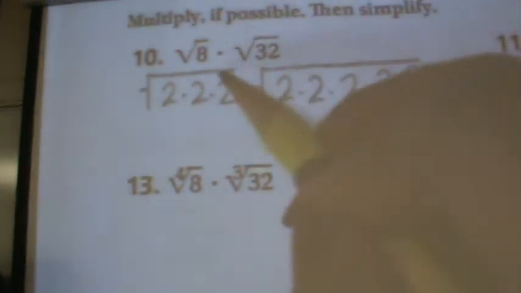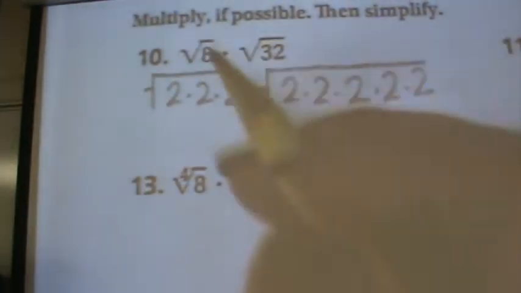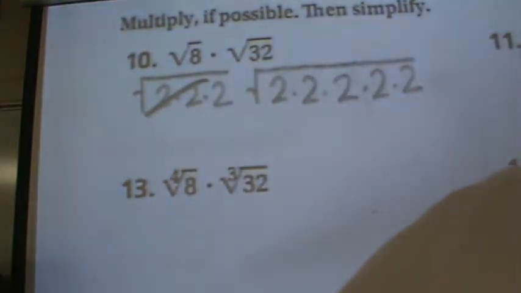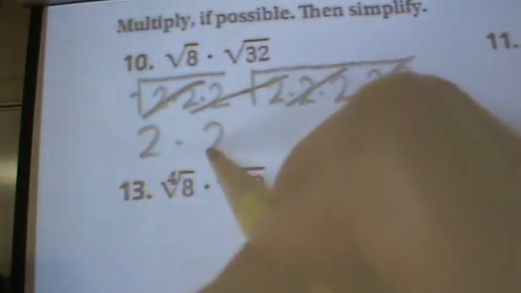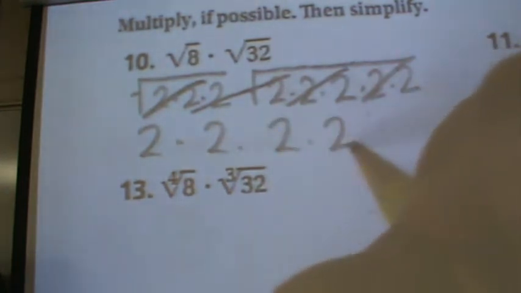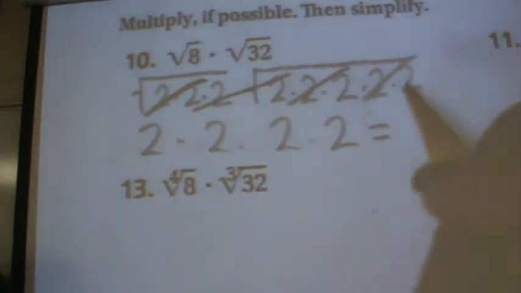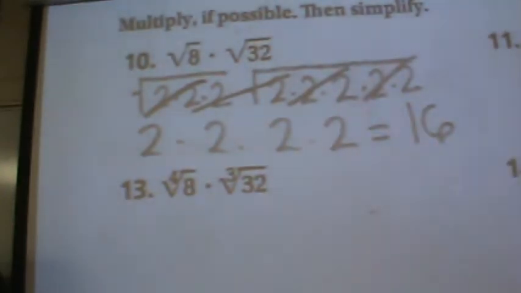All right, how many of a kind am I searching for? 2. Okay, so count with me. There's 1, 2, 3, 4. So I'm multiplying 2 times 2 times 2 times 2. What do you get? 16. Good job.